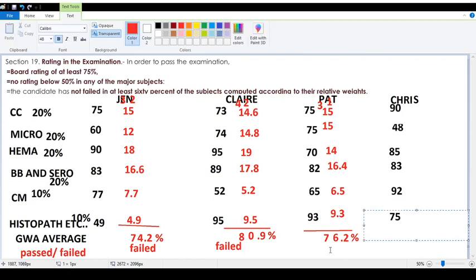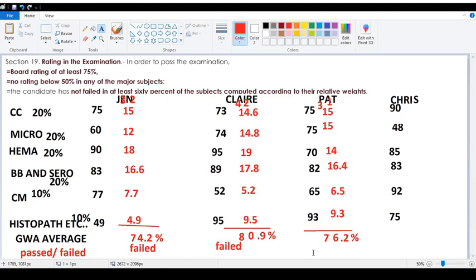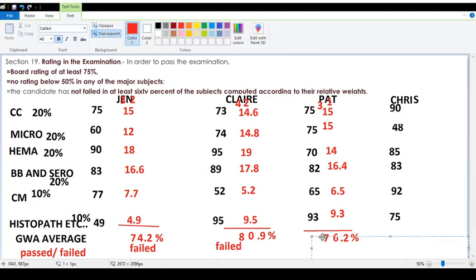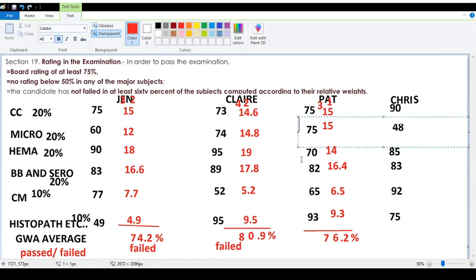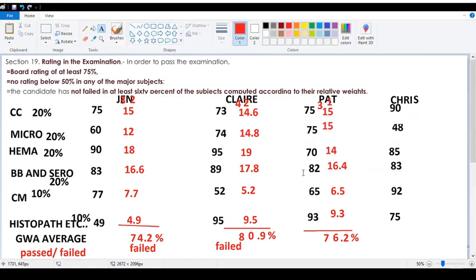Okay, so we got it right, 76.2. So we determine if Pat passed the examination. First criteria, the board rating is at least 75%. So he met the criteria. Second, no rating below 50% in any of the major subjects. So walang mas mababa daw sa 50% sa mga major subjects: 75, 75, 70, 82. So she also met criteria number 2.